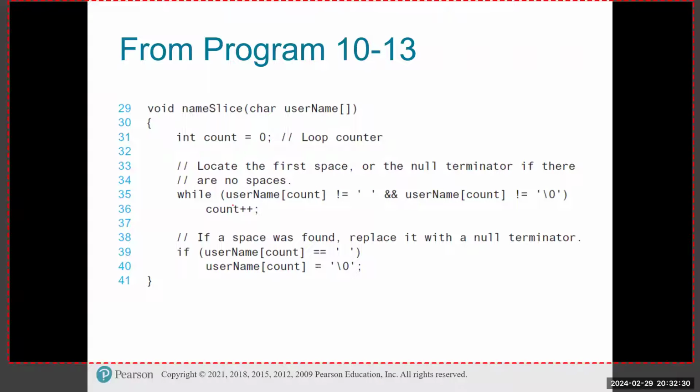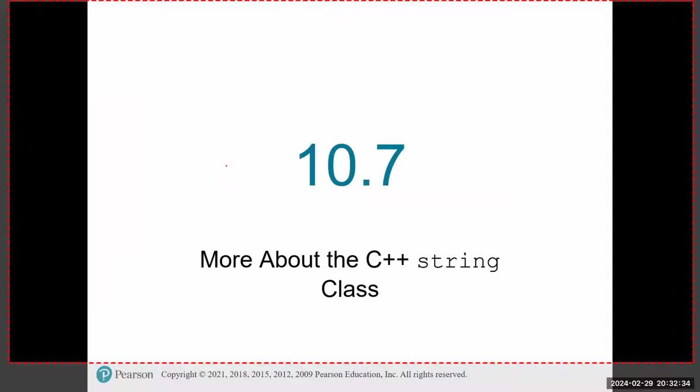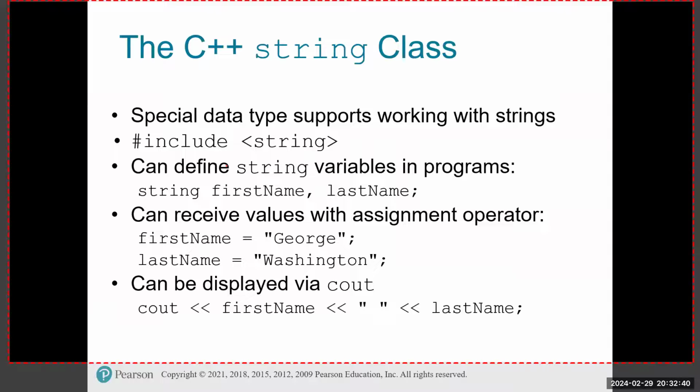Now, you have multiple other examples as well. I'm not going through those details, but let's go to the C++ string class. So now we have a more important class, which is called string. And in order to use that, you pretty much use include string. So what it does is define the string variables in programs.